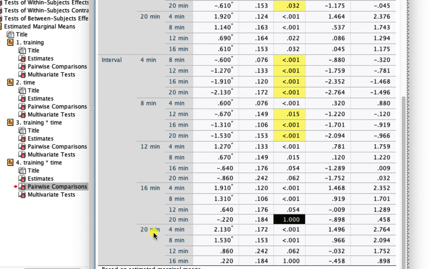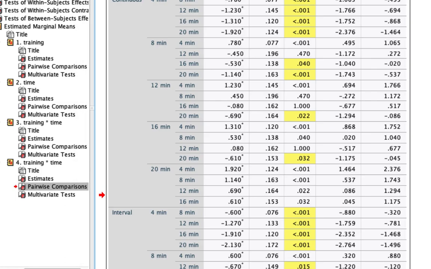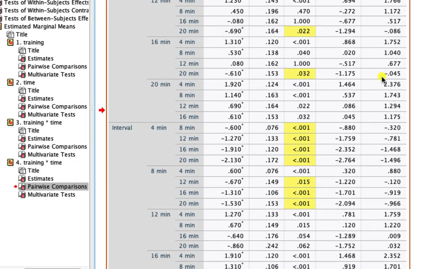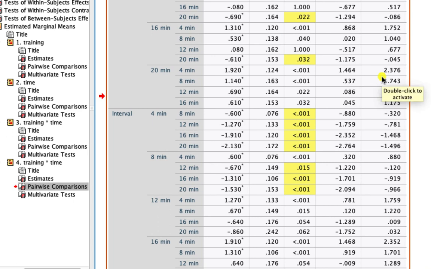By the time we get to our last group, we should have looked at all of these comparisons up in this area. So we can conclude that in the interval training program, 4 minutes is significantly different from all other time points, and 8 minutes is significantly different from 12, 16, and 20 minutes with respect to heart rate measurements. Okay, so that covers our pairwise comparisons, p-values, and interpretations.